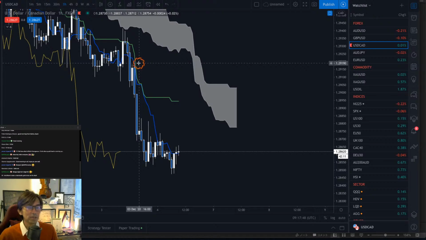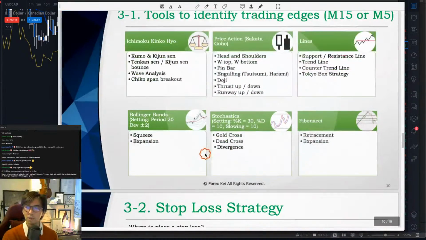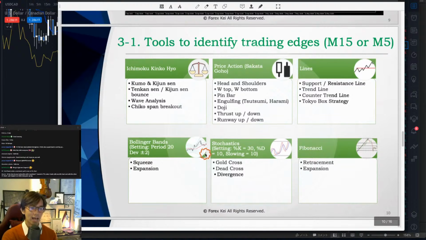Okay, I don't really take the stochastics on 1 hour chart or 30. I only take the stochastics in lower time frames, 5 or 15 minute time frames. So if you can come to page 10, I have the list of the indicators and lines and tools that I use, but these are only for the 15 or 5 time frame.